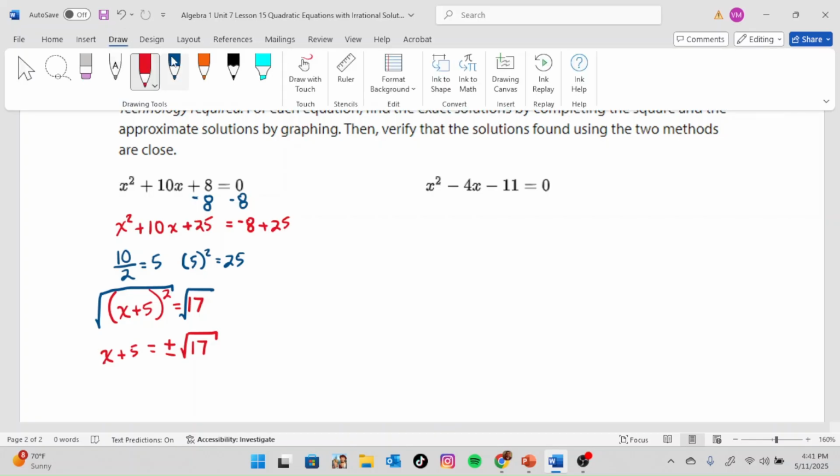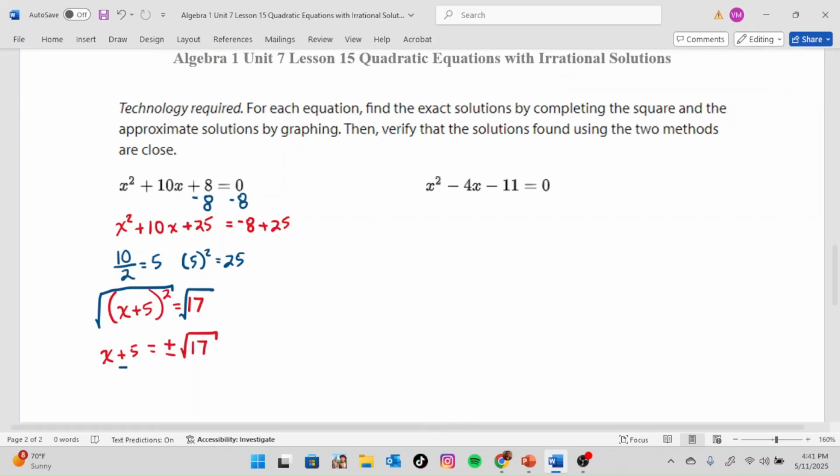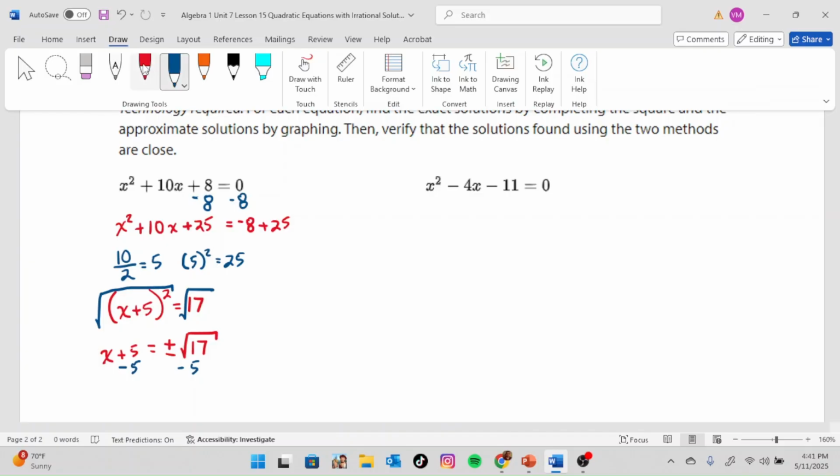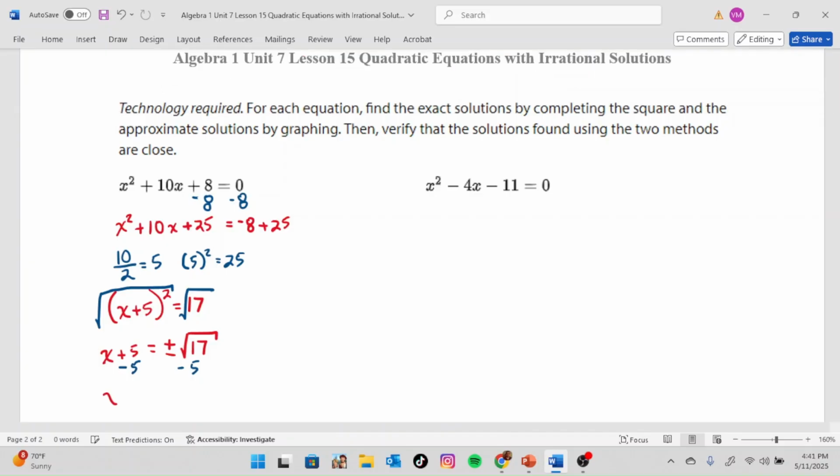The next step would be to subtract 5 from both sides. This is going to give us x equals plus or minus the square root of 17 minus 5.